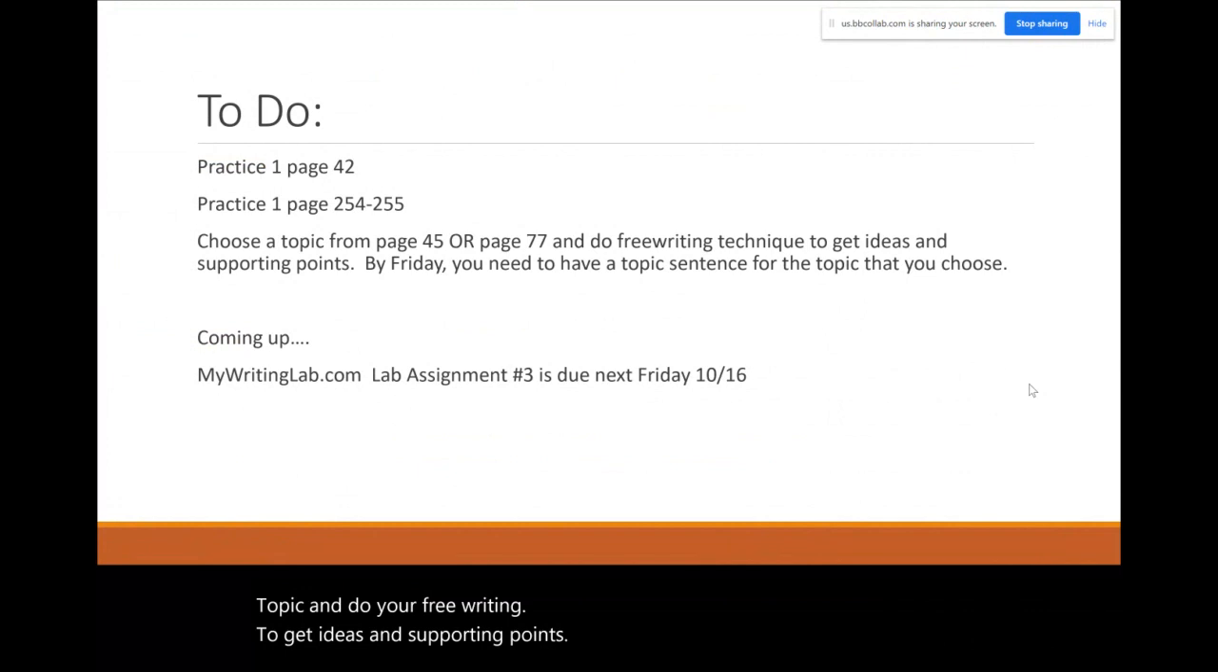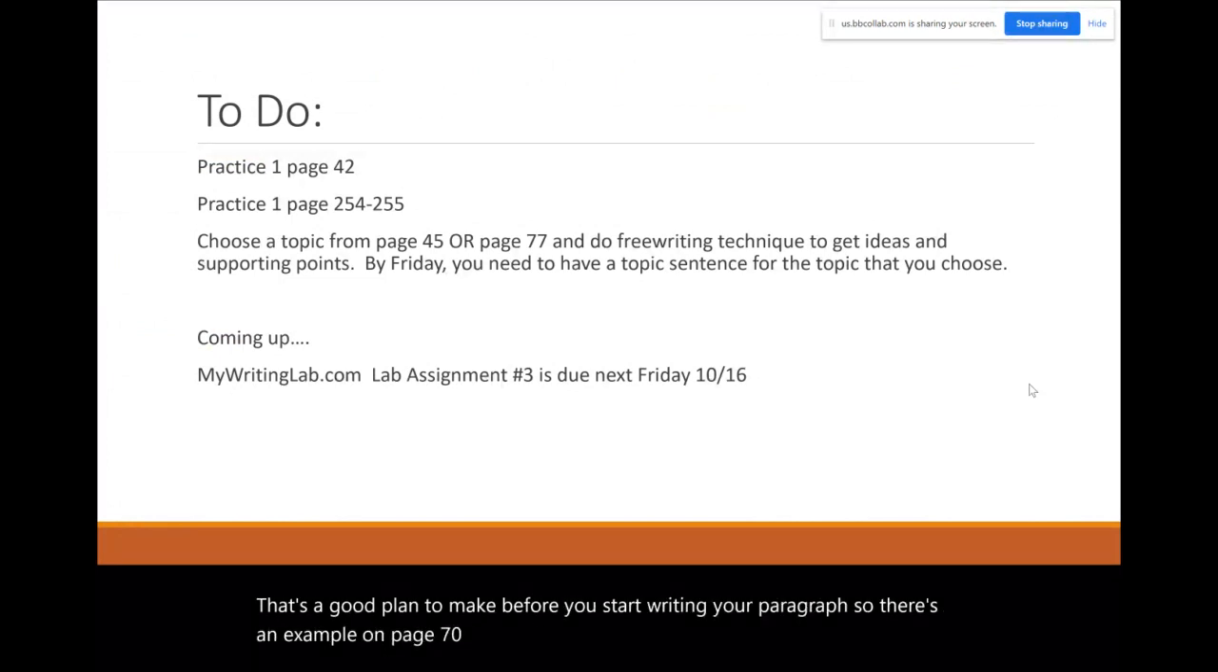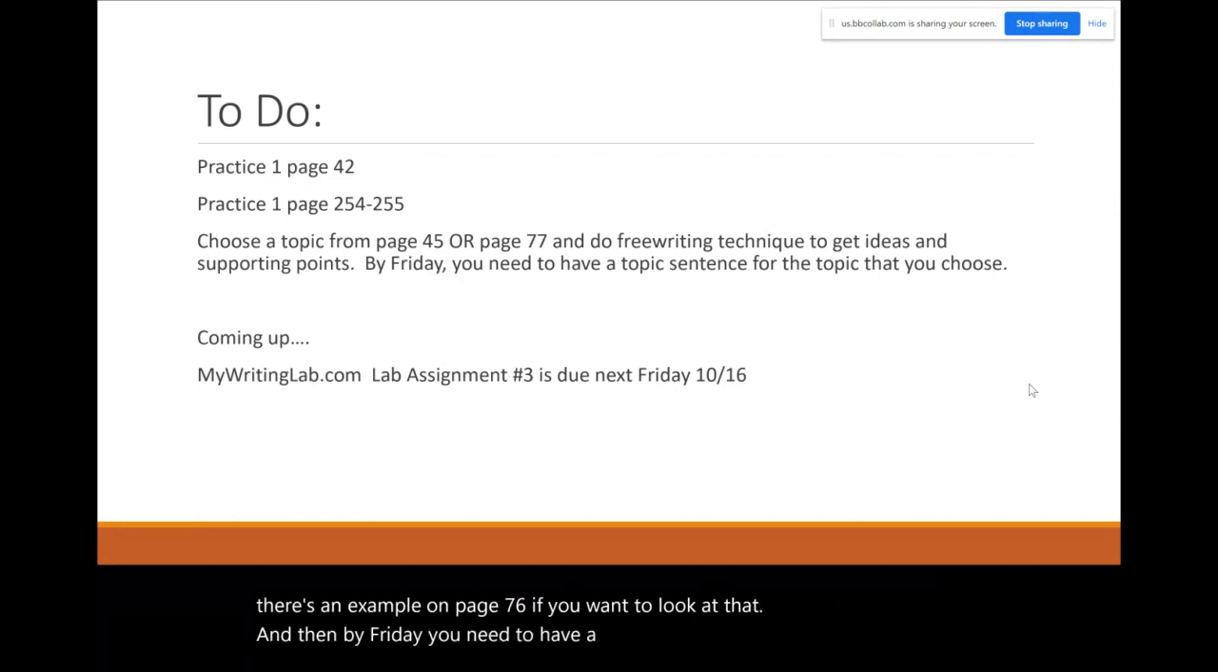And if you look on page 76, 76 has a really good example at the top of a paragraph plan. It kind of gives you a topic sentence, support details, all of that. That's a good plan to make before you start writing your paragraph. So there's an example on page 76 if you want to look at that. And then by Friday, you need to have a topic sentence for the topic that you choose.